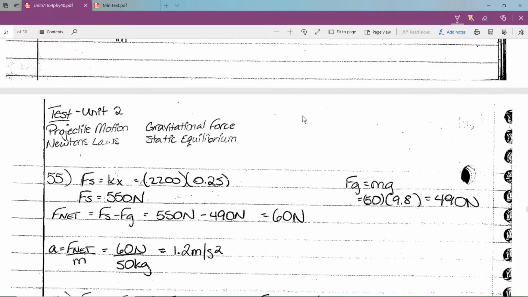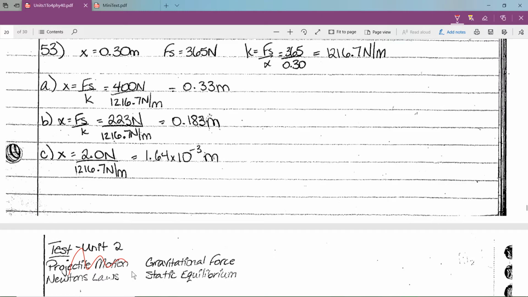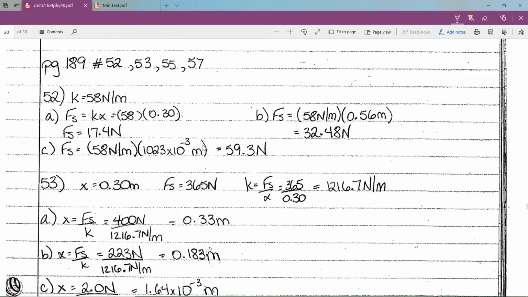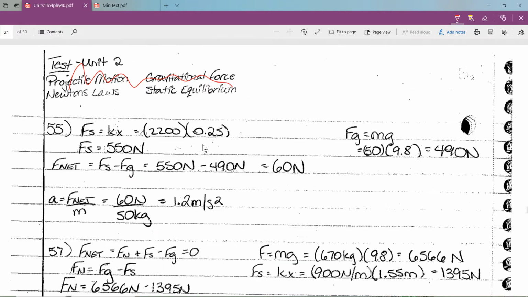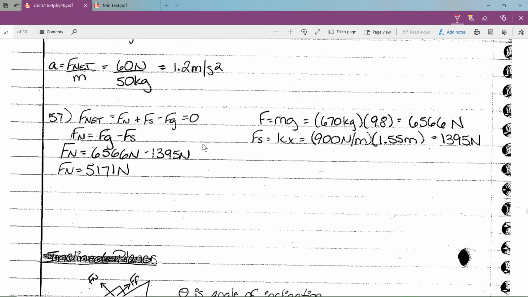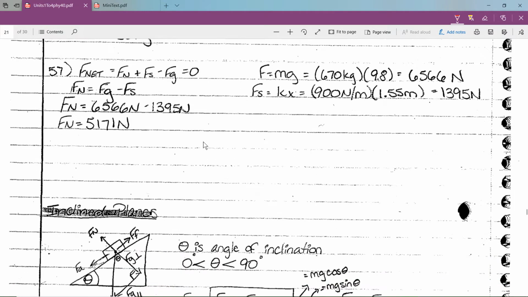So yeah, try those questions. I don't know why that's written there. Get rid of that. On page 189, 52, 53, 55, 57, and take a look at a video or two on YouTube. Just Google Hooke's law, and you'll find that this is certainly a helpful thing. And I really like question 57 because it has gravitational force, normal force, and spring force all together. Okay, so that is good for that lecture, and we will talk about inclined planes next time.